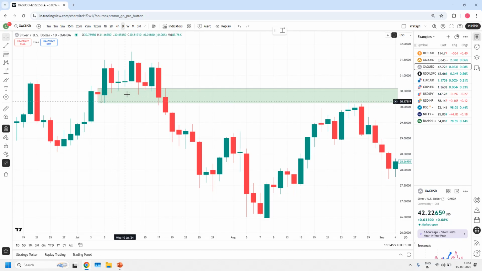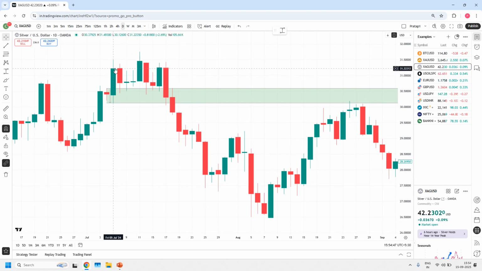Such kind of zones are called weak zones. Such kind of zones can't be traded because they will be violated easily. See here, in this candle, completely this zone is gone. Even in this candle, prices came below the zone, completely came and closed below the zone, and then market started moving down.